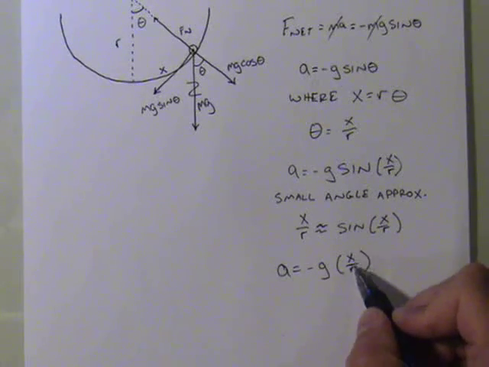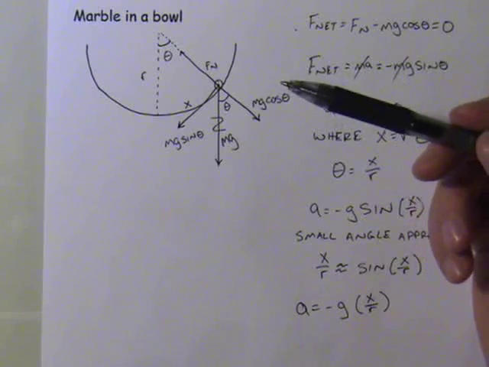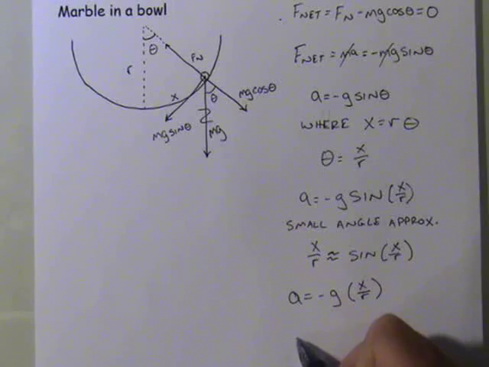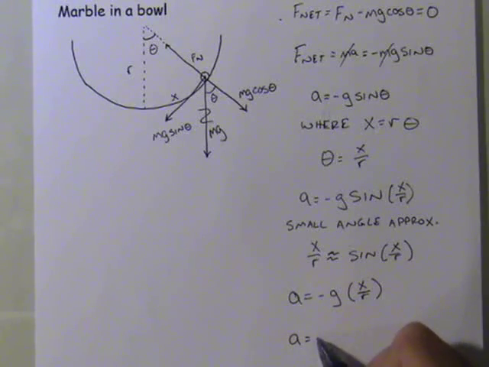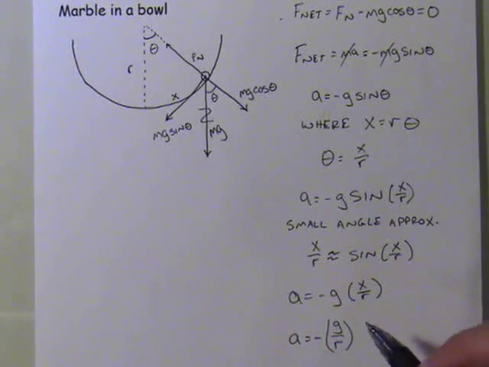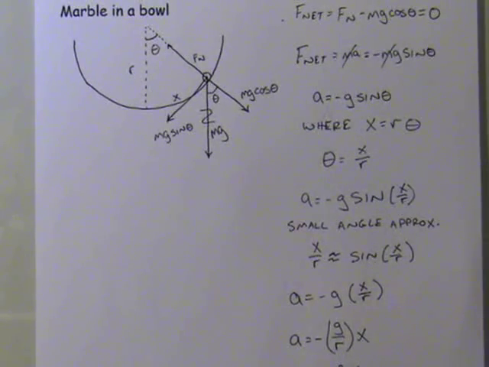And since r is a constant, I mean the radius of the bowl certainly cannot change during the course of the motion, and gravity is very unlikely to change during the course of the motion, that gives us a is equal to minus g over r, times x. These are the constants of this particular physical situation. And once again, this is exactly the equation of simple harmonic motion.